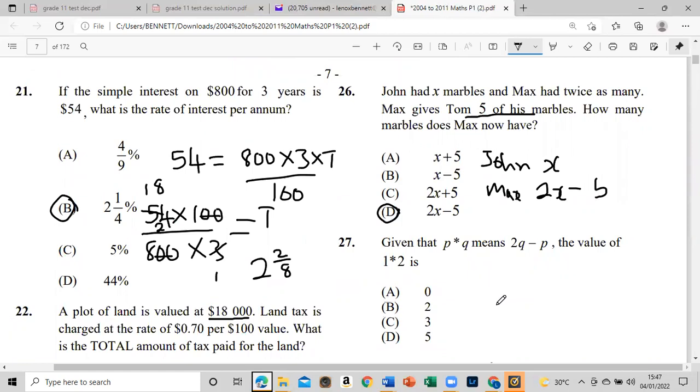Given that P asterisk Q means 2Q minus P, the value of 1 asterisk 2 is, so we're just going to substitute the value. So, P is 1 and Q is 2. Alright. So, P equals 1. So, see, they say 2Q minus P. Now, 2Q will be 2 times 2, because Q is 2. Now, minus 1 coming. So 2 times 2 is 4.